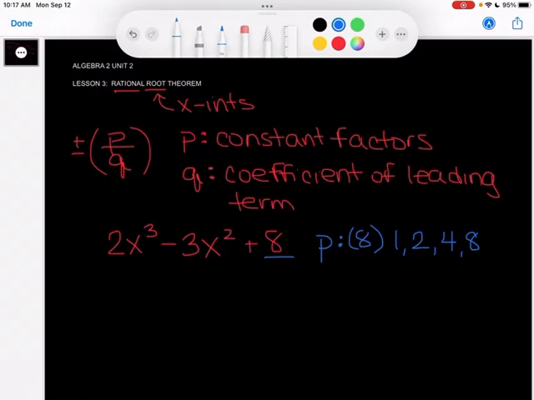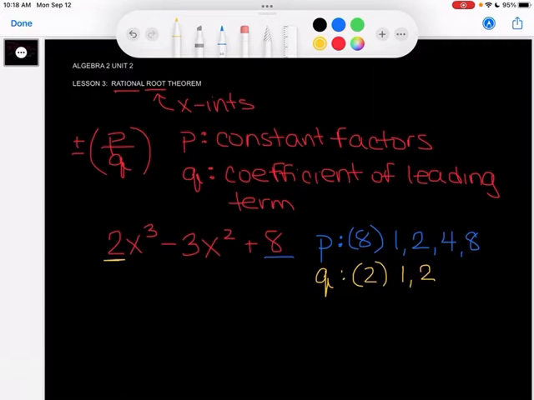Now for Q. Q is 2 here, because it's the coefficient of the leading term, the first term, the one that has the highest exponent. And we need the factors of 2. Well, 1 goes into 2, and 2 goes into 2. That's all the factors for 2.